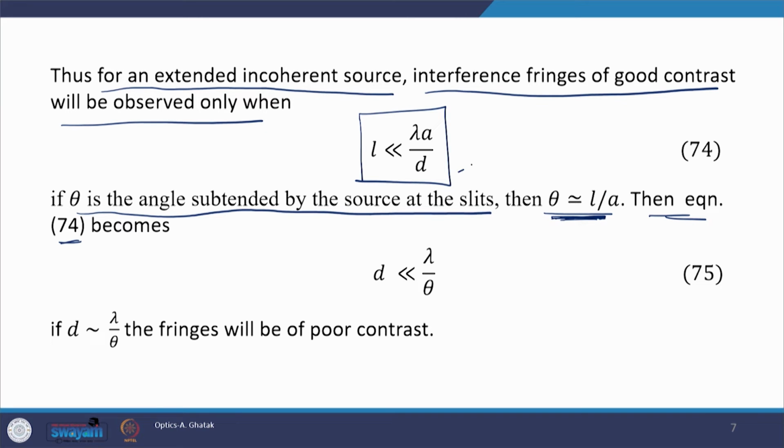Then from equation 74, let us replace this L by A in equation 74 with theta, and then we get d must be much less than lambda by theta. And if d is of the order of lambda by theta, fringes will be of poor contrast. We will get better fringes if d is much smaller than lambda by theta. We will get poor contrast fringes if d is almost equal to lambda by theta or larger than lambda by theta.